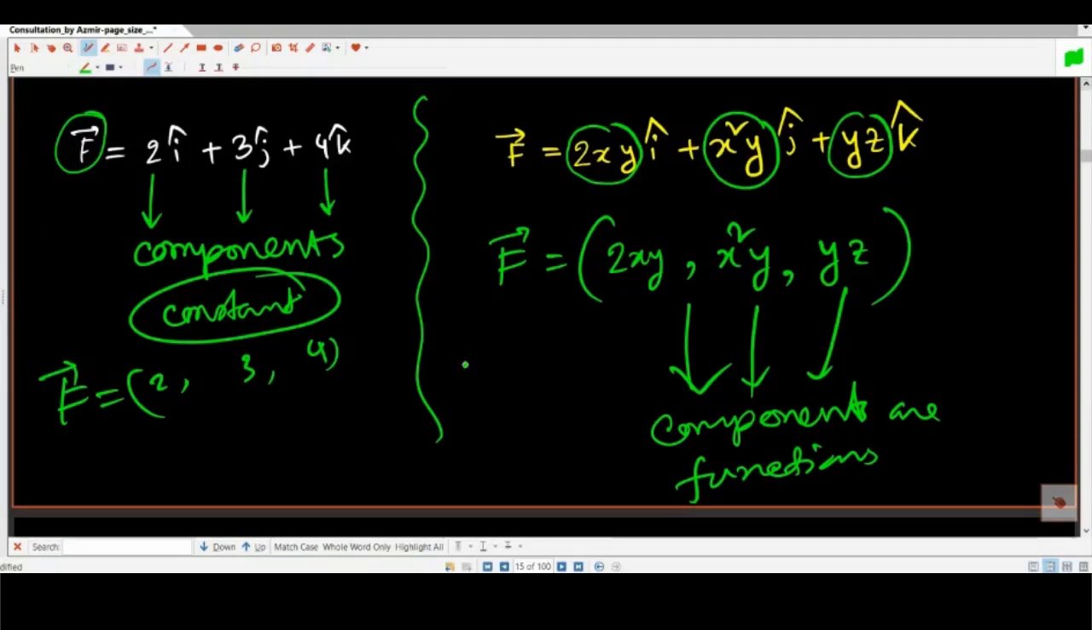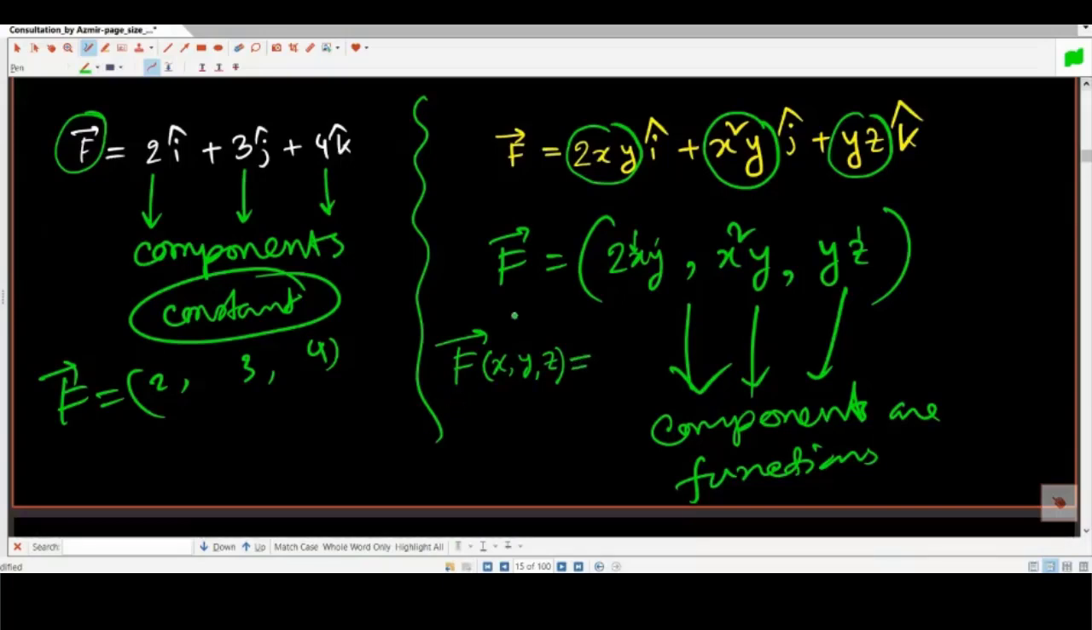So f is a function where x comma y comma z are the inputs. That is, here we have x, y, z. So we have three input variables. That means this is dealing with function of several variables. We have learned what is function of several variables. If the number of input variables is more than one, then that function is called a function of several variables. So here f is a vector which is a function of three variables.